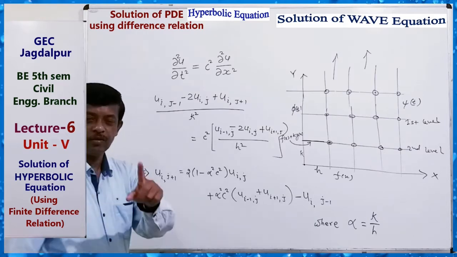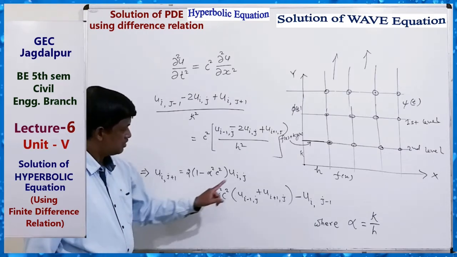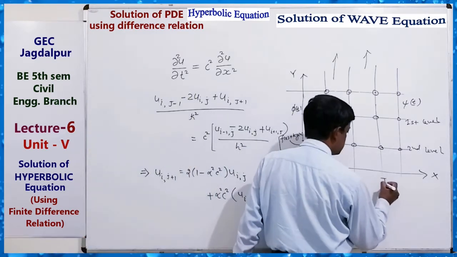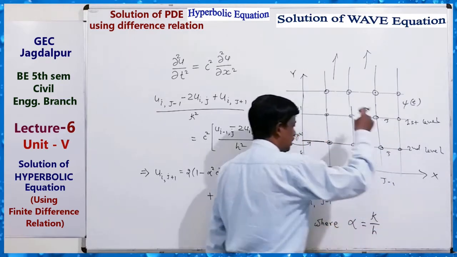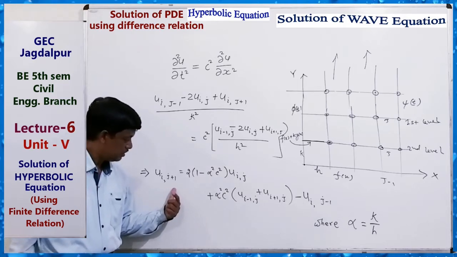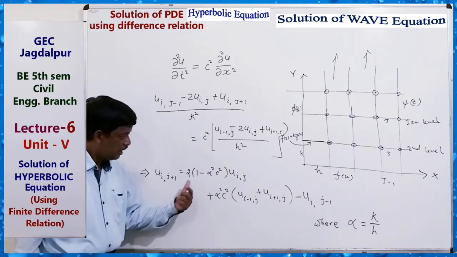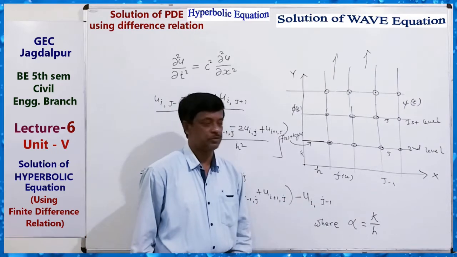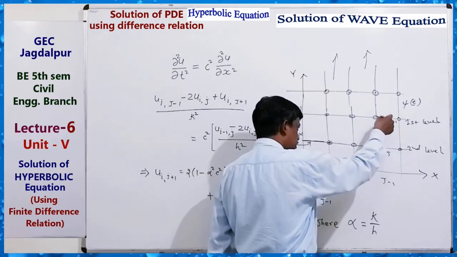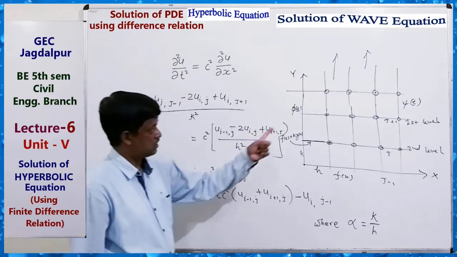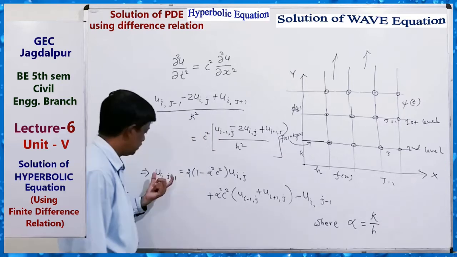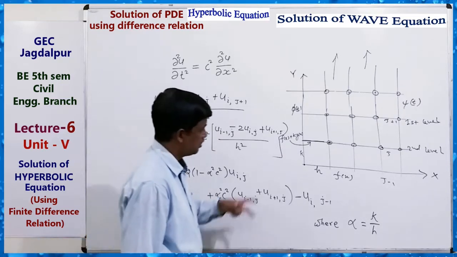Here we can see that j plus 1, j and j minus 1 are all related. This is the j minus 1 level, this is the j level, so three levels. The j plus 1 level is on the left hand side, and the j and j minus 1 levels are these. So at the j plus 1 level, the values of the function can be found by using these two levels.